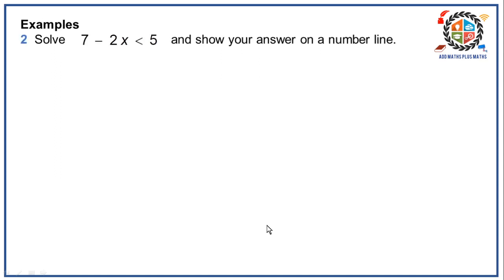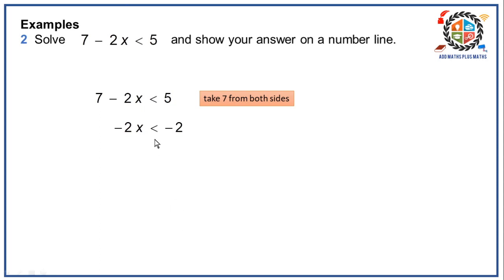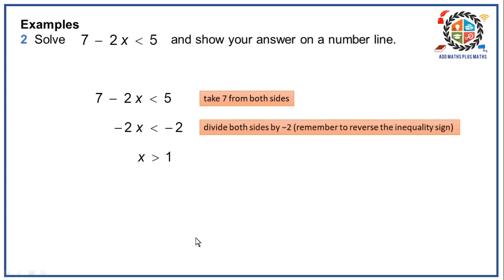Okay? Next, example number 2. Solve 7 minus 2x is less than 5 and show your answer on a number line. Okay? I'll take away first 7. If you take 7 from both sides, it will become -2x is less than -2. Now, recall what I've said a while ago. If I divide both sides of the inequality by a negative number, then I have to reverse the sign, or the inequality sign. So instead of writing less than, it will become greater than. So x is greater than 1. Why 1? Because -2 divided by -2 is +1.